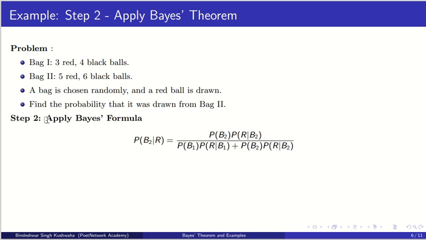Now applying Bayes theorem, we will find the probability that the ball was drawn from bag 2, given that it is a red ball. That means a red ball was drawn from bag 2. So we will use this Bayes formula: P(B2) P(R given B2), and thereafter the denominator P(B1) P(R given B1) plus P(B2) P(R given B2). We will plug in all the values. So we will get 5 upon 8.